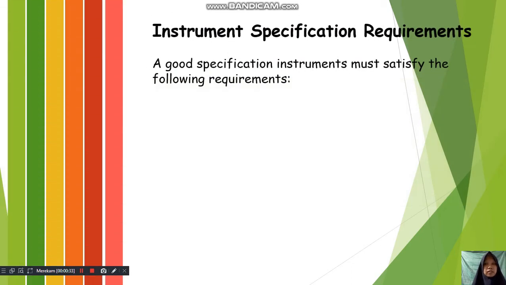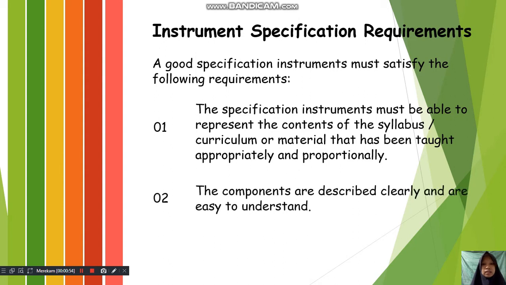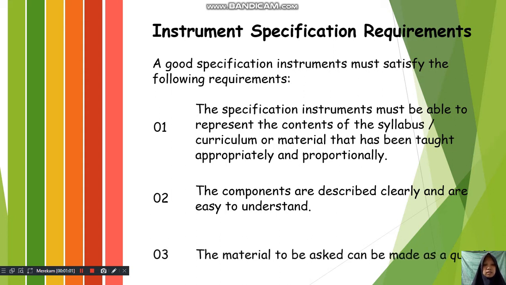And then, instrument specification requirement. A good specification instrument must satisfy the following requirements. The first is the specification instrument must be able to represent the content of syllabus or curriculum or material that has been taught appropriately and proportionally. The second is the components are described clearly and are easy to be understood. The third is the material to be asked can be made as a question.